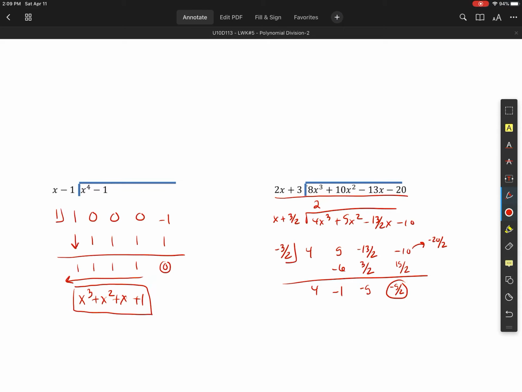All right, there's our remainder. But again, since we originally divided by 2, we multiply by 2 to get our remainder to be negative 5. So our final answer after we add the x's back in: 4x squared minus x minus 5 minus 5 over 2x plus 3. And there we have it, people. Synthetic division.